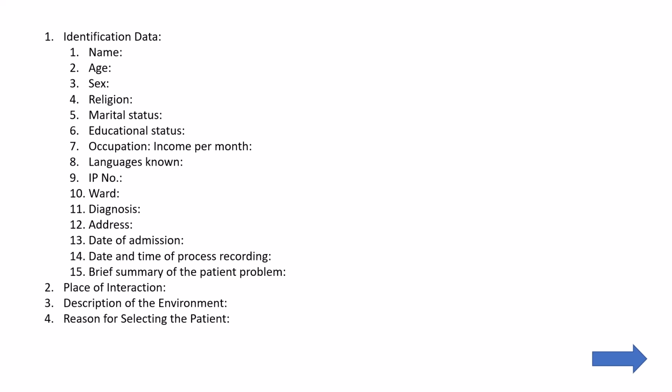Then reason for selecting the patient is another important point. The nurse has to write the reason behind the selection of this patient for process recording, and its objective also we have to write. Reason may be the patient is not taking food properly. He is very sad. This is the reason that's why the nurse took the patient for process recording.